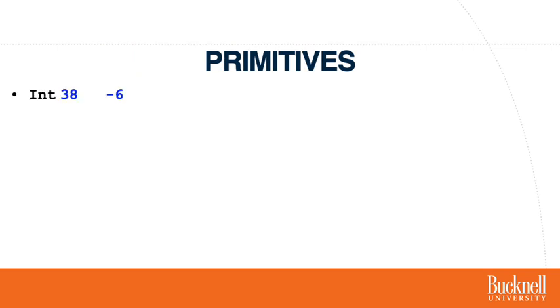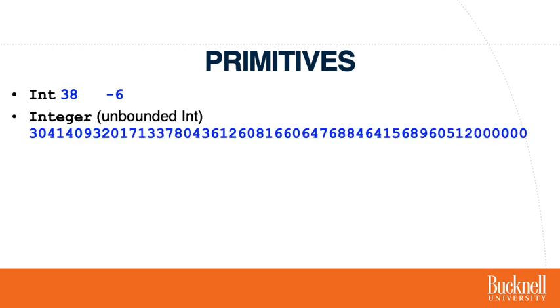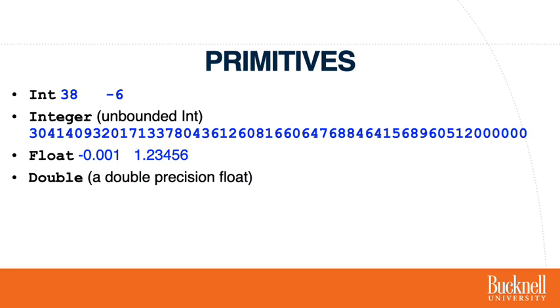Haskell has the usual collection of primitives you'd expect of a programming language. It has Int for integers. It also has Integer, which is unbounded integers of any size. It has Float for floating point numbers. It has Double for double precision floating point numbers. It has Char for characters. It has Bool for true and false.